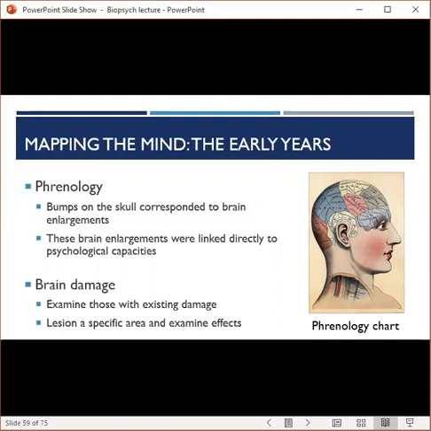So let's take a quick history lesson. Back in week 1, we talked about pseudoscience, and I told you about phrenology, which was the first attempt to map the mind onto the brain. Phrenologists believed that bumps on the skull corresponded to brain enlargements, and that these brain enlargements were linked directly to psychological capacities. So they would literally feel a person's head for any bumps or enlargements, determine which area of the brain they corresponded to, and then make conclusions about the person's psychological makeup. Now, we know today that's not exactly scientifically rigorous, and so later, newer methods replaced phrenology.